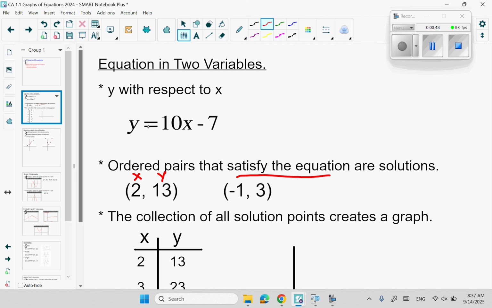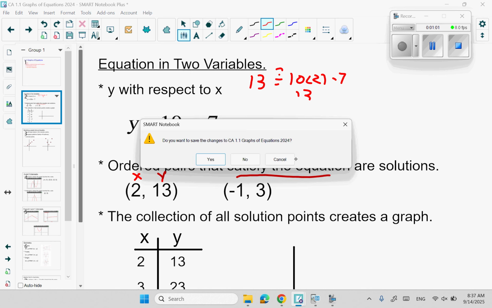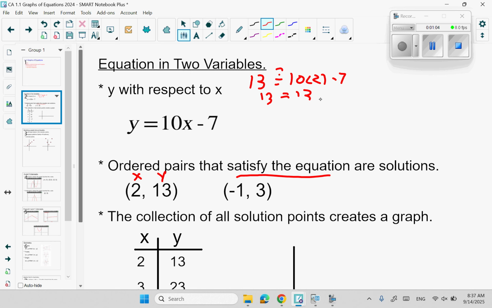So we can try 2, 13. Does 13 equal 10 times 2 minus 7? 10 times 2 would be 20, minus 7 is 13. 13 equals 13, so I would say yes. But if I were to try it with -1, 3, does 3 equal 10 times -1 minus 7? 10 times -1 would be -10, minus 7 is -17. That obviously doesn't equal 3, so this one would not satisfy that equality.